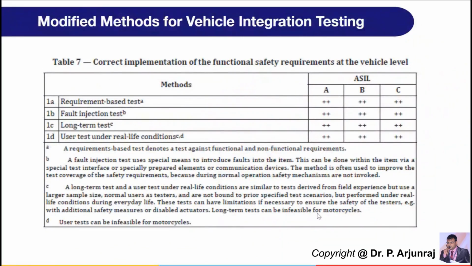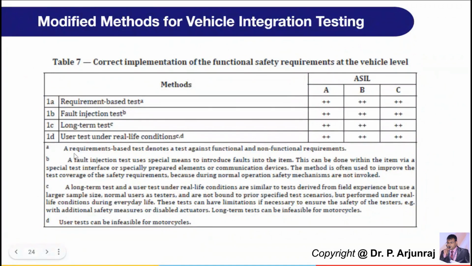This is table 7. So you have four types of testing. One is the requirement based test. Second is the fault injection test. Third is the long-term test. And the last one is the test under real life conditions, okay, which is a part of C and D activity. Let's see what that is.